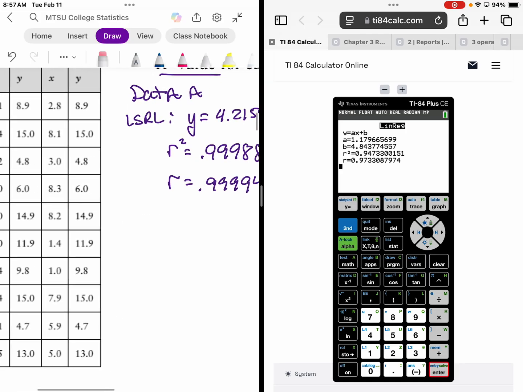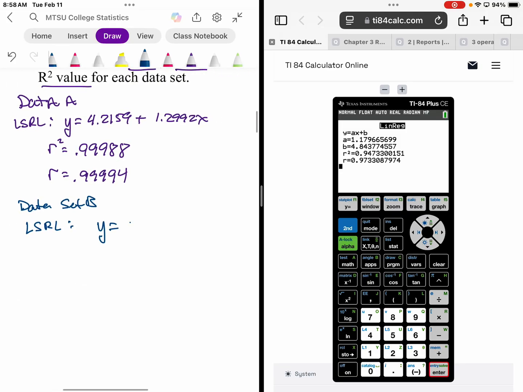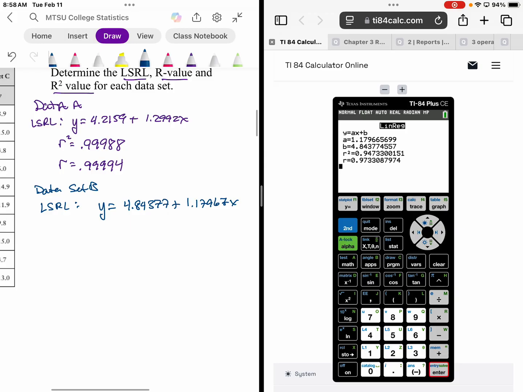So now that one, I'm going to change up colors here. For data set B, my LSRL is y equals, again, I'm going to do mine the other way, 4.84377 plus 1.17967x. You don't have to take them out that many decimals, but just make sure you go accordingly.